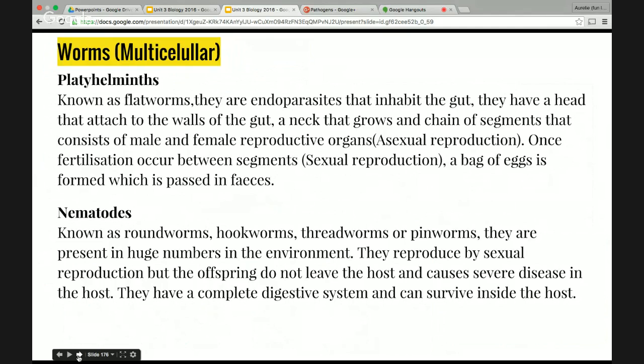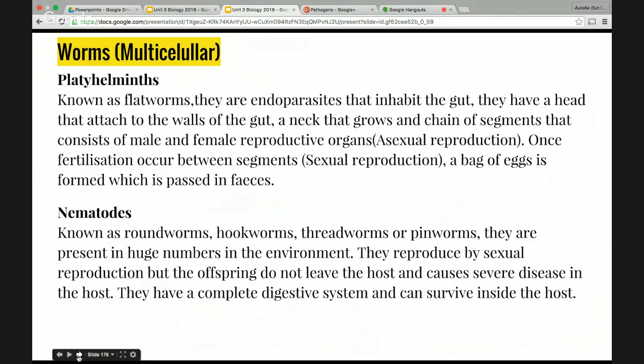And they have a chain of segments that consists of the male and female reproductive organs. Those male and female reproductive organs can actually fertilize each other, and this forms a bag of eggs, which is then passed in feces. So the offspring do not stay in the host. They get passed out.